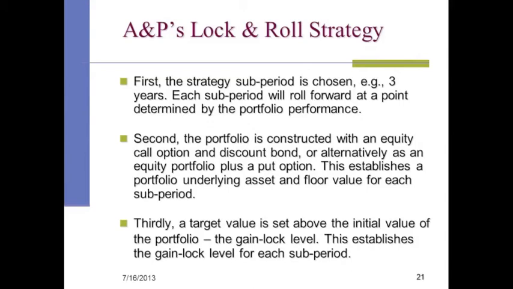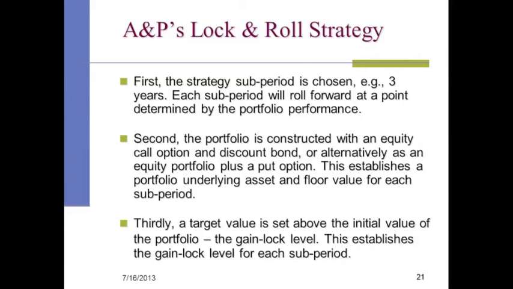And each sub-period is going to roll forward to a second, third, and fourth sub-period at a point that's determined by the actual performance of the portfolio. Up to 3 years, if nothing special has happened, then at 3 years it will roll forward again.